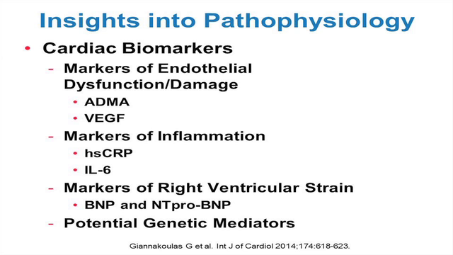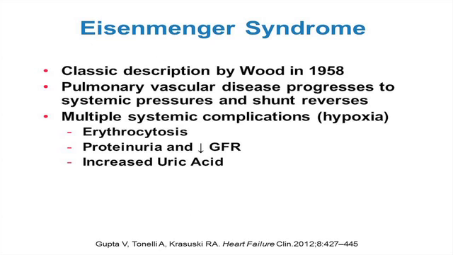Eisenmenger syndrome, as I mentioned, is really what we try to avoid. The classic description was by Wood back in 1958. In this case, what happens is the pulmonary vascular resistance is now at systemic levels, and now your shunt reverses. So instead of getting flow from the left to the right side, from systemic to pulmonary bed, now you're getting shunt from the pulmonary bed out to the systemic bed, so you're getting deoxygenated blood in the systemic circuit, and you get cyanosis.